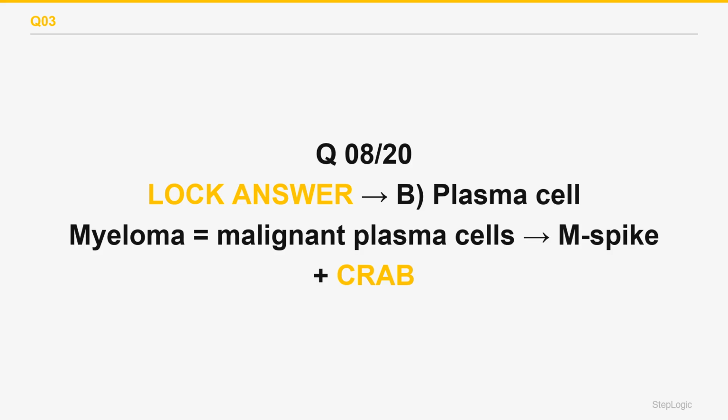Choice A, mature B lymphocyte, is the source of CLL and most lymphomas, not the antibody-secreting M spike of myeloma. Choice C, myeloid blast, is AML. The monoclonal immunoglobulin spike is the signature of a plasma cell malignancy specifically.